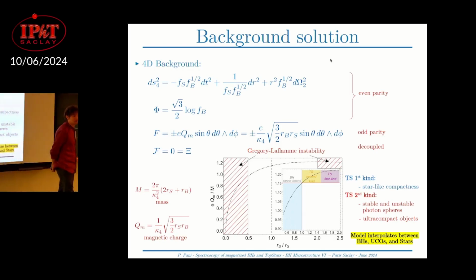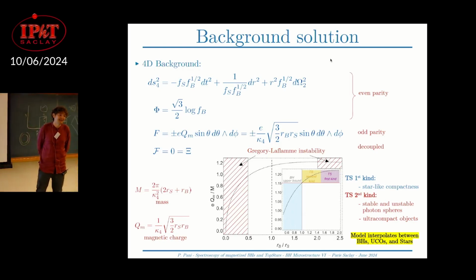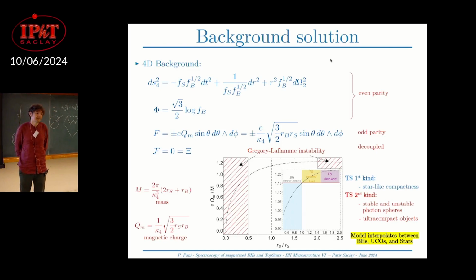So at the kind of correspondence points between your magnetic stars and topological stars, so black holes and topological stars.